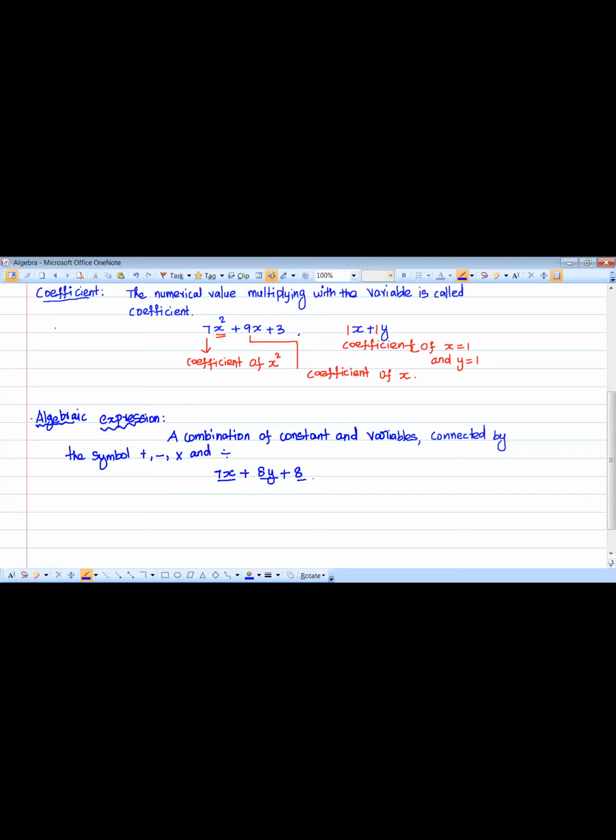So this is algebraic expression. You can say a lot of examples for algebraic expressions. 8x square minus 9x, 5x cube plus 2x square. So everything comes under algebraic expressions because they are combinations of constants and variables which are connected by the symbols, minus here and plus here. So that is your algebraic expression. Got the point? And next one, what is terms?